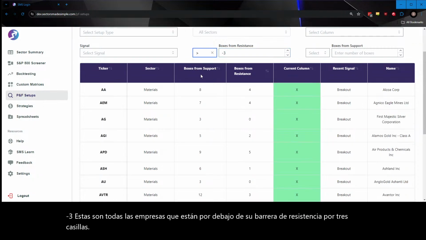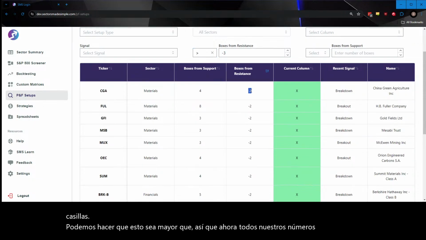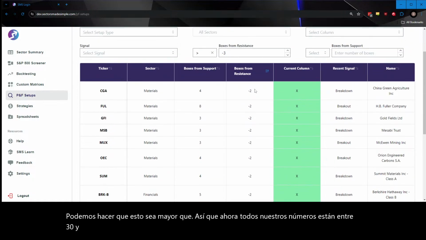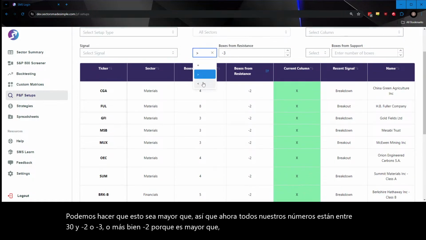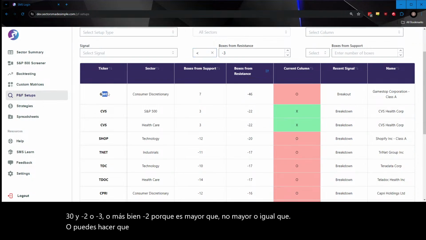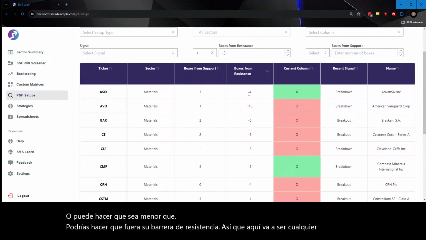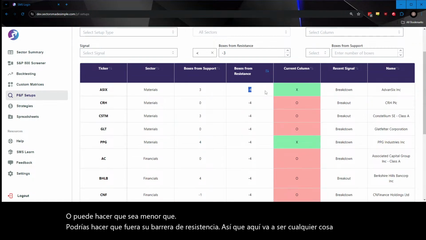We can make this be greater than, so now all of our numbers are between 30 and -2 or -3, or rather -2 because it's greater than, not greater than or equal to. Or you can have it be less than. Poor GameStop. You can have it be its resistance barrier. So here it's going to be anything between -46 and -4.